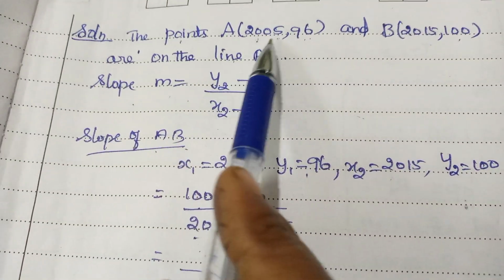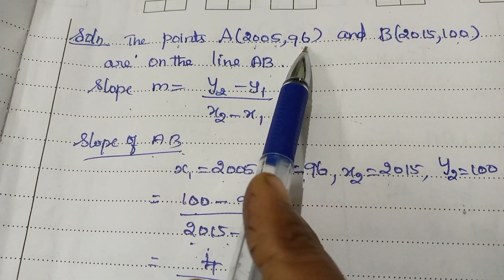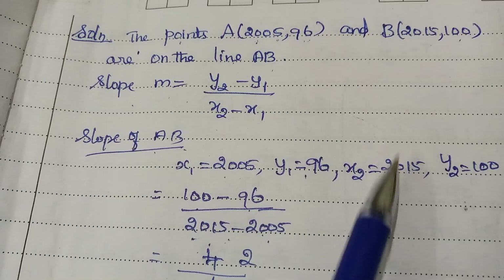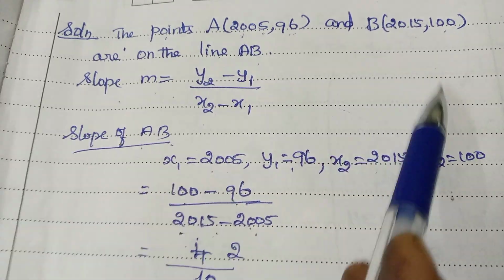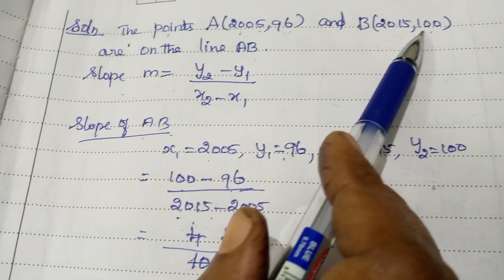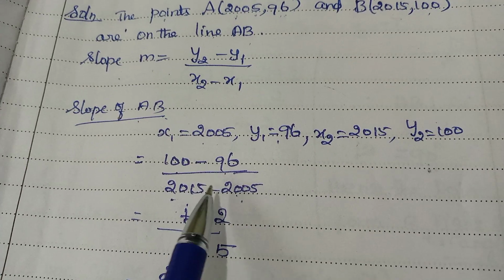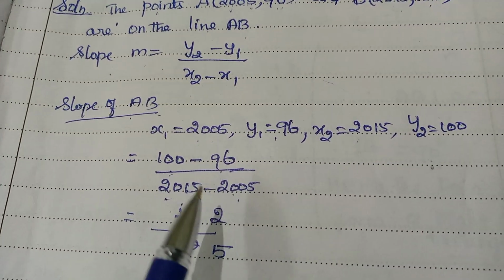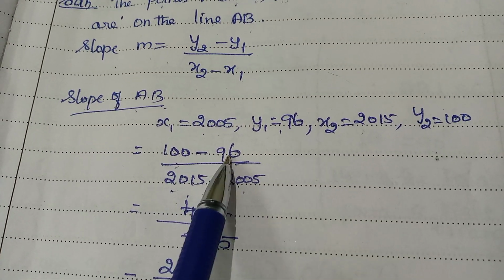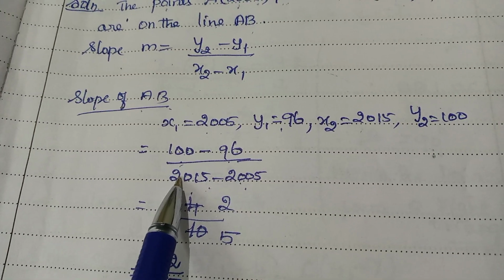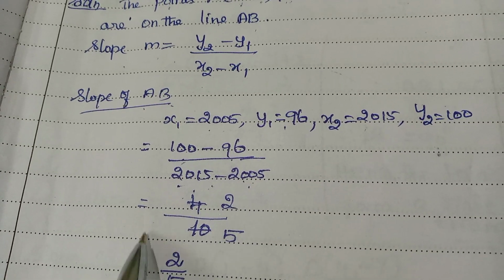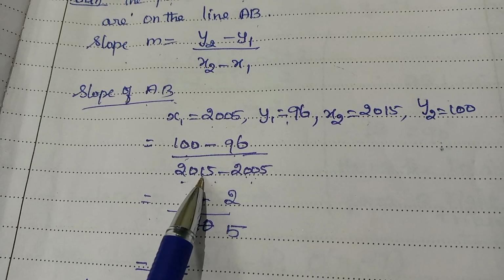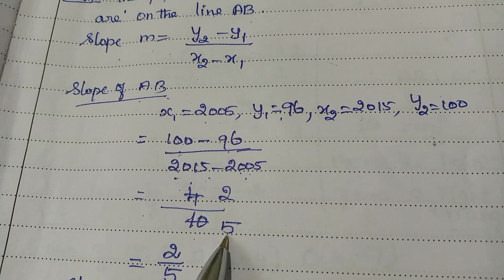So, slope m formula. Let us find the slope of AB. Here x1 equals 2005, y1 equals 96, x2 equals 2015, y2 is equal to 100. Let us substitute these values in the formula y2 minus y1 by x2 minus x1. So that is 100 minus 96 by 2015 minus 2005, which is equal to 100 minus 96, 4, divided by 2015 minus 2005, which is 10.